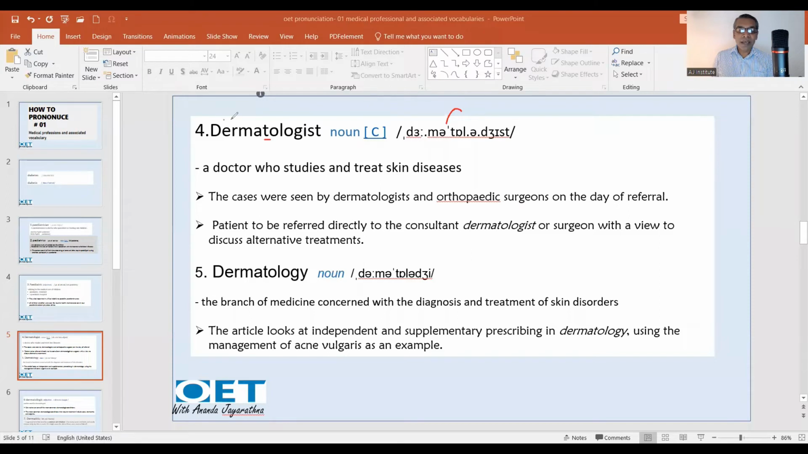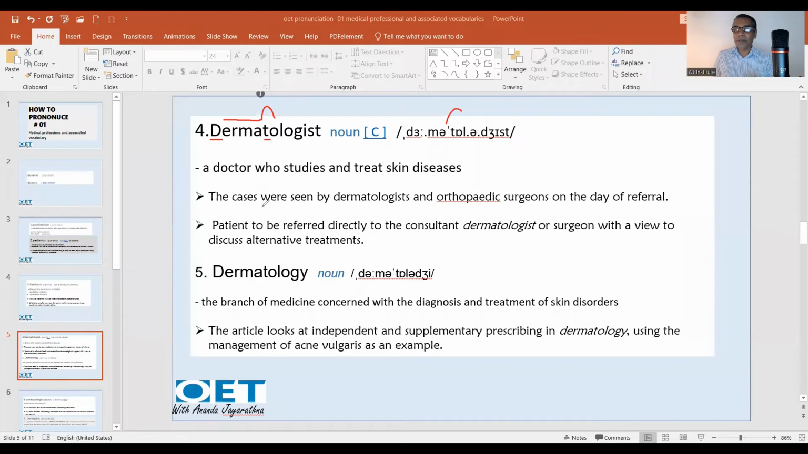We can say dermatologist. Mithrayo, you can ignore the first stress, there is a second stress. So we can say dermatologist. Say it with me, dermatologist. Who is a dermatologist? A doctor who studies and treats skin diseases. You know those things.